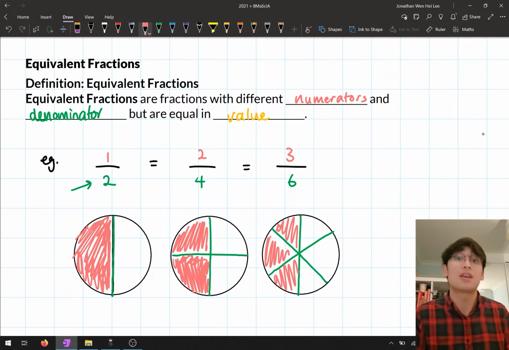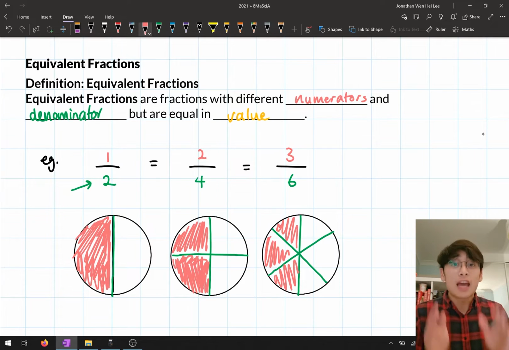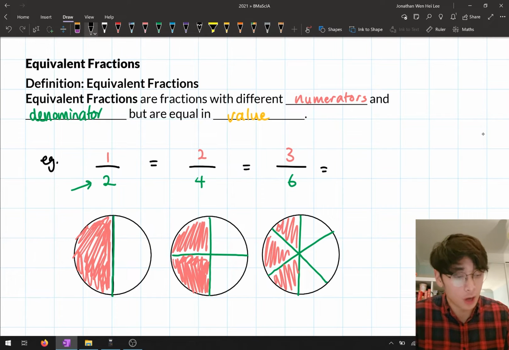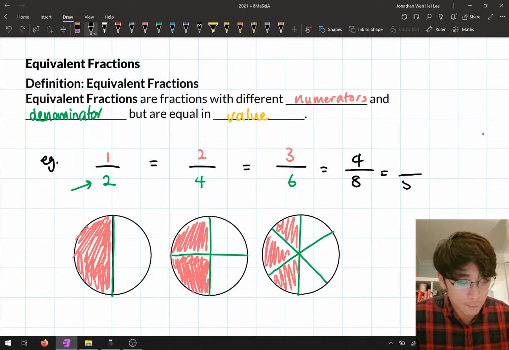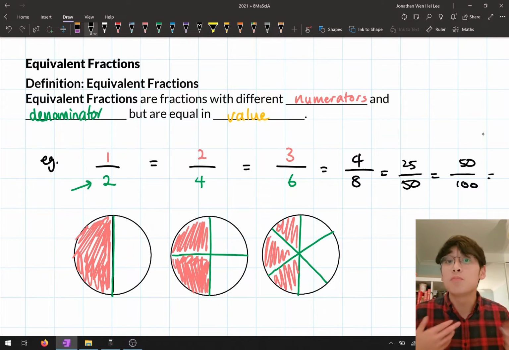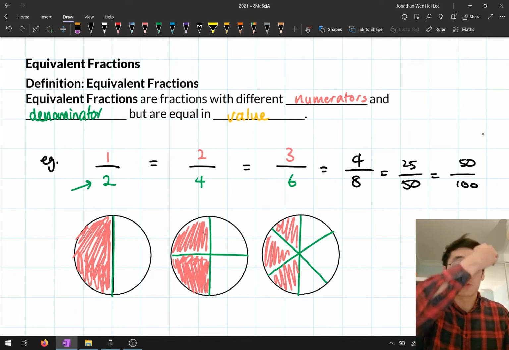These 3 fractions have different numerators and denominators, but they all represent the same value. So you could continue going on with this forever. I could do 4 out of 8. I could go out of 50, that's 25 out of 50. You could keep going on and on forever. You can create as many equivalent fractions as possible.